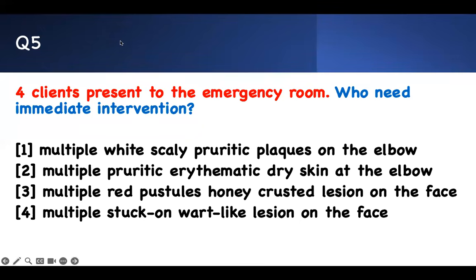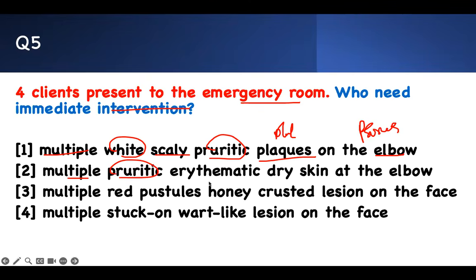Number 5, what do we have? Four clients present to the emergency room who need immediate intervention. Description, you have to be able to recognize what I'm talking about. We have multiple, white, scaly lesions, it's like a scale. It's itchy, and he has plaque. I told you about plaques and plateau at the elbow. You know that this is psoriasis. Multiple, itchy, pruritic, erythematous, dry skin. Skin is dry. These are keywords, buzzwords. Itchy and dry at the elbow.